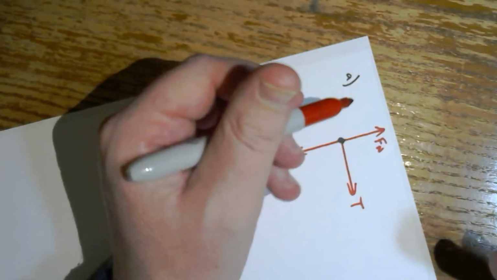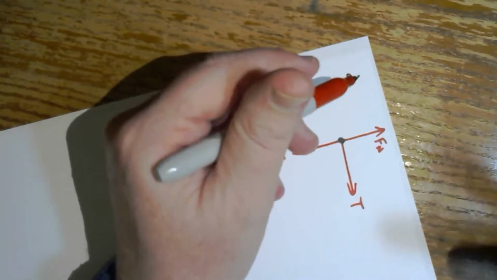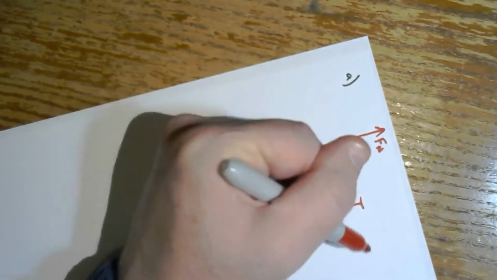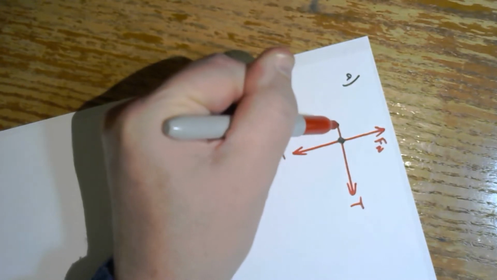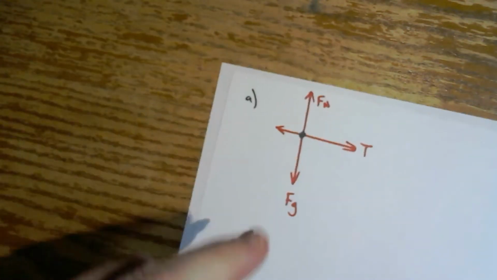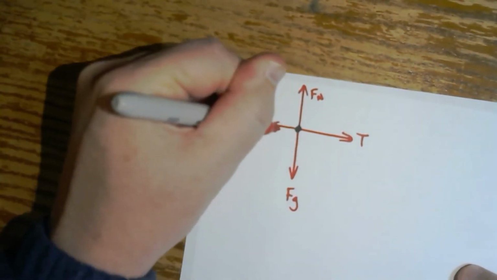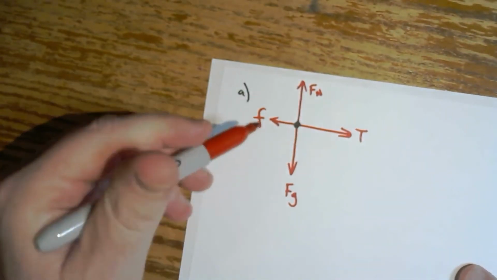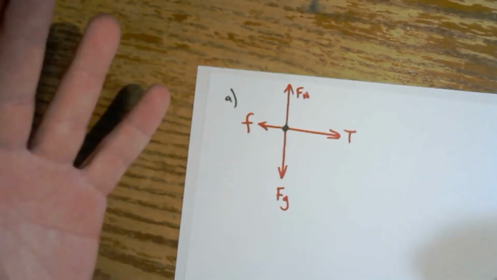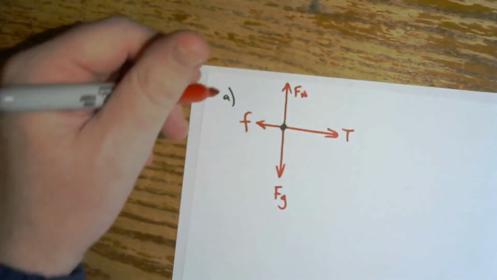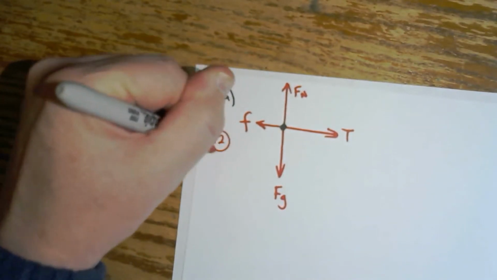Now, because it's kinetic, that means it's moving, and so more than likely it's accelerating to the right. So that means that this friction that points backwards should be less than the tension, because otherwise it would either be moving at constant speed or just sitting still. All right, so for part A, this is worth 2 points.